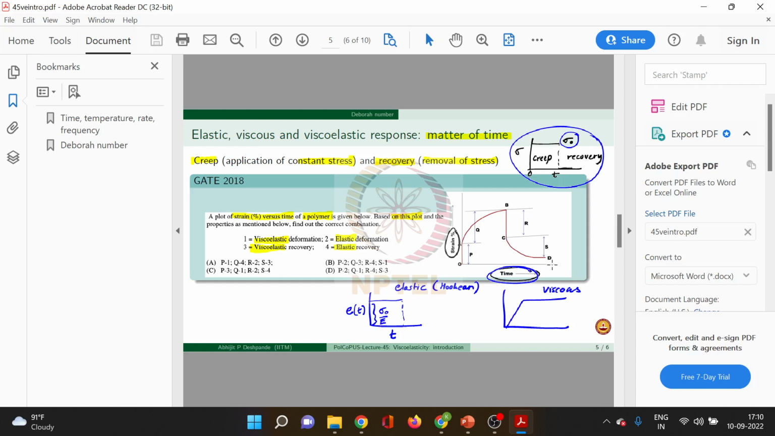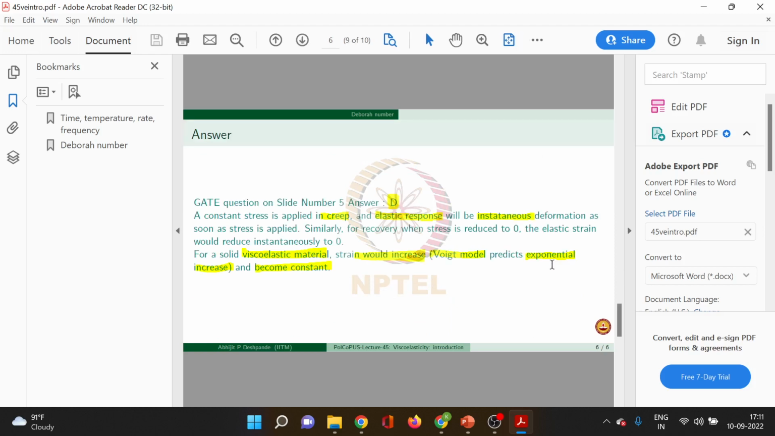But the answer is option C. So S is 4. The elastic recovery is not a straight line, it's a curved path? Because the answer in the last one they said it's C. Okay, once again. No, it's D.